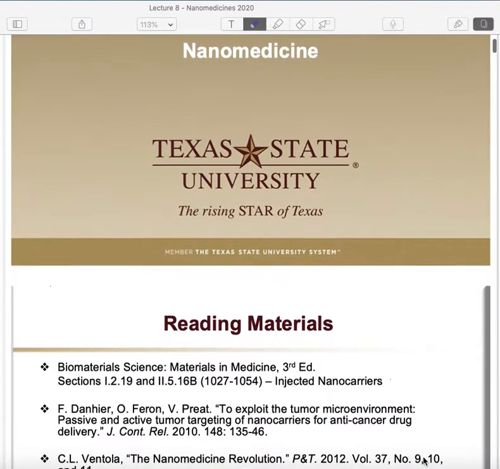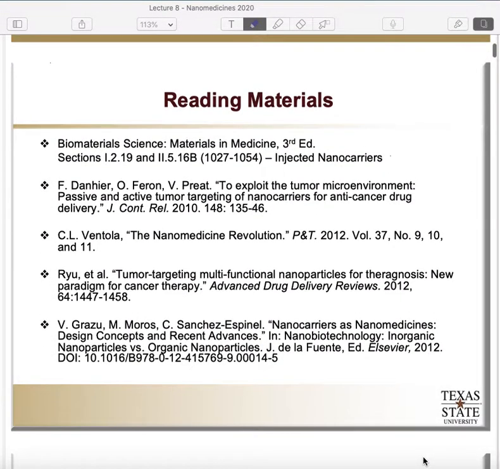So to begin with, here are some of the reading materials that I suggest. The first set is from the Biomaterial Science book. There's a whole section on injected nanocarriers. Then we have a couple of review papers. The first one talks about the tumor microenvironment and basically provides some of the reasons why nanoscale carriers are utilized for targeted drug delivery to cancers.